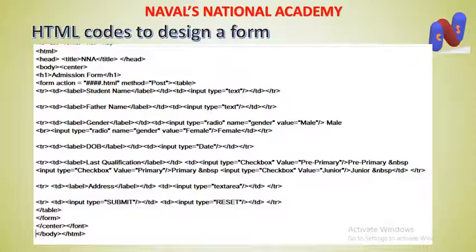Now for the second radio button the value will be female. Then I have written female as a label, and then I have closed the TD and TR also. Now in the next TR, in TD, I have used a label as DOB, meaning date of birth. I have closed the label, I have closed the TD also.